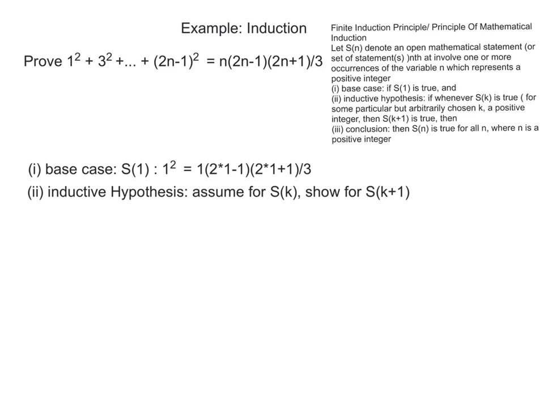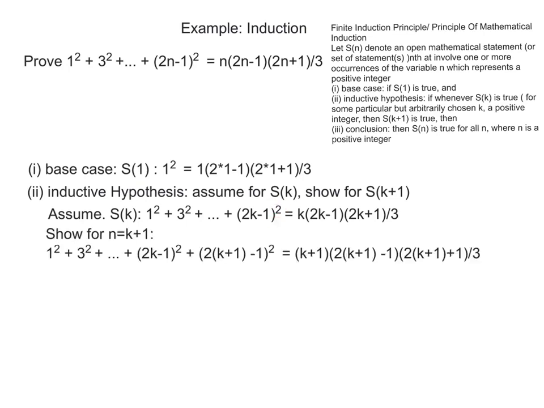For the inductive hypothesis step, we're going to assume this is true for S of k, and then we are going to show it is true for S of k plus 1. So here I've written out my S of k. Basically I'm assuming 1 squared plus 3 squared up to 2k minus 1, that should be squared, is equal to k times 2k minus 1 times 2k plus 1 divided by 3. So I added in my squared term there.